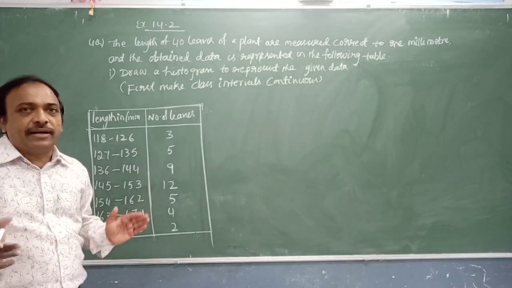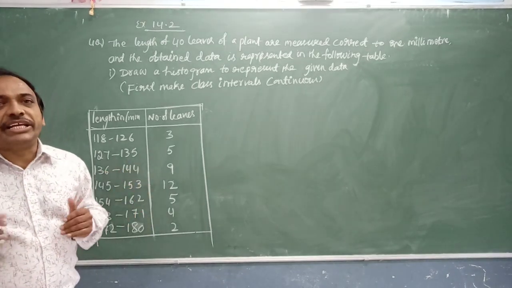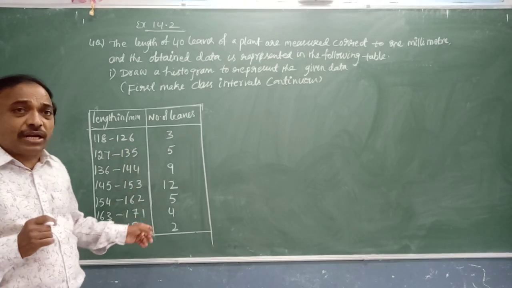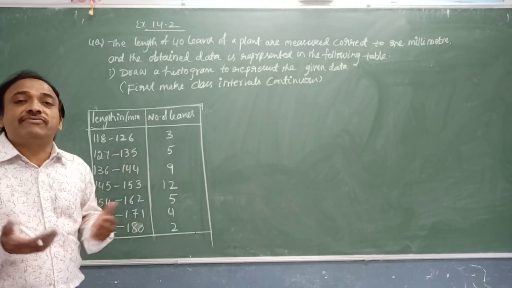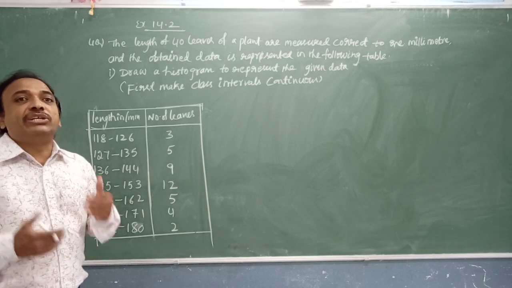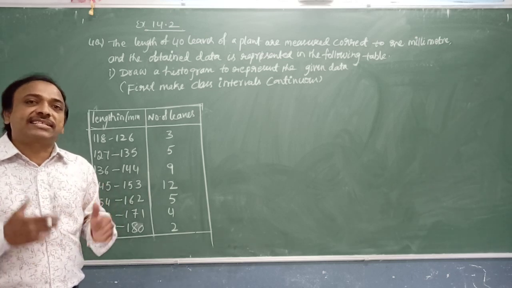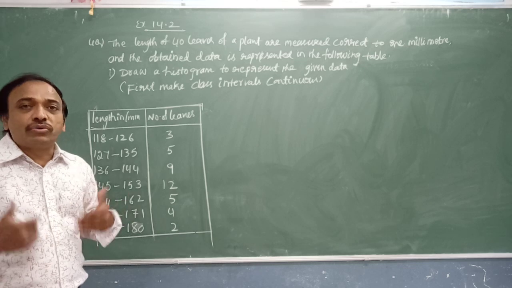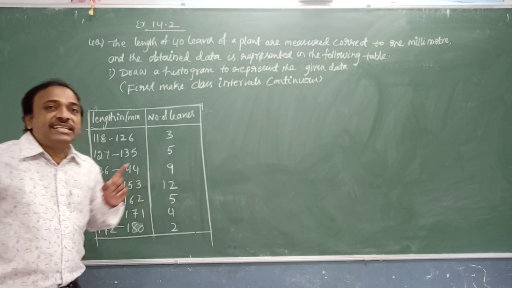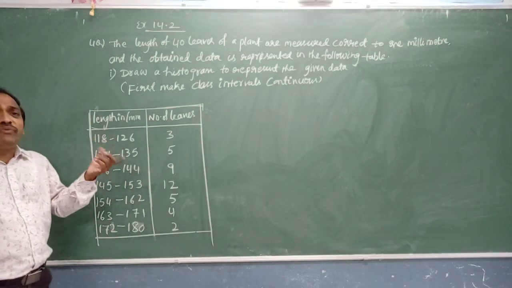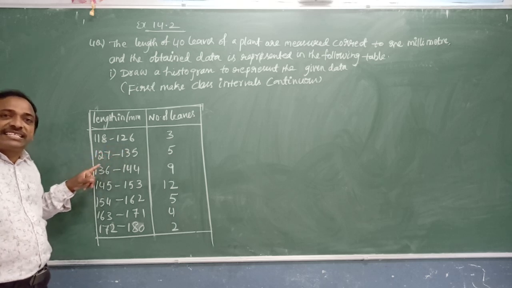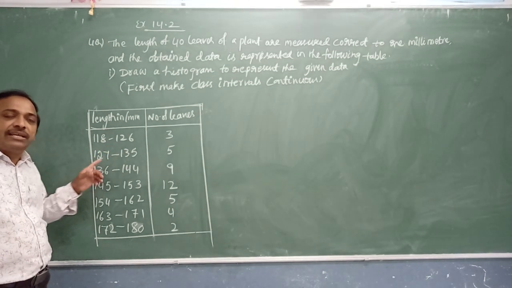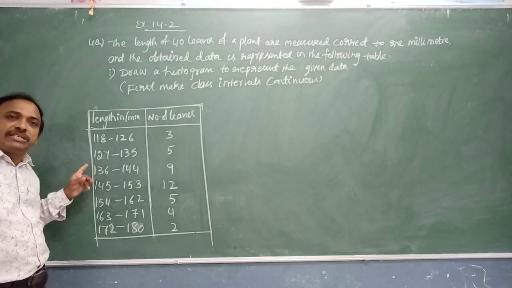In the grouped data, the class intervals are not continuous. So if the class intervals are not continuous, then what do we have to do? We need to make the class intervals continuous. How to make the data continuous? By seeing the difference between the upper limit of a class interval and the lower limit of the succeeding class interval.